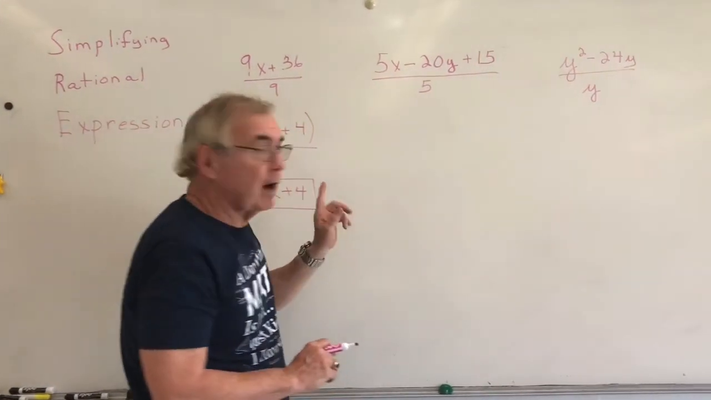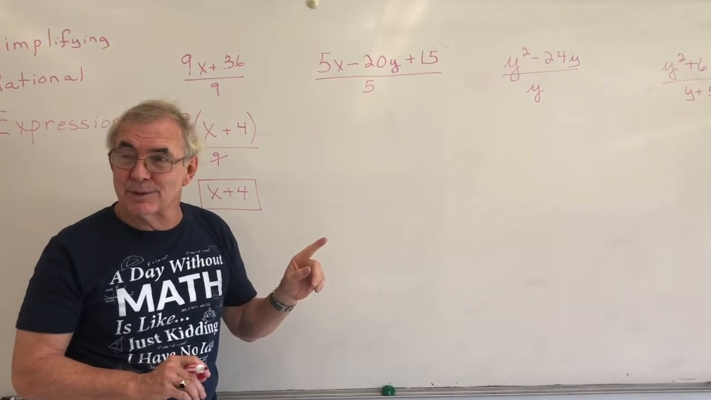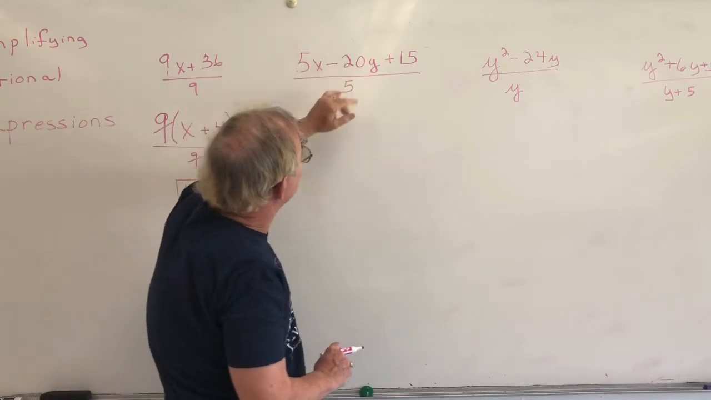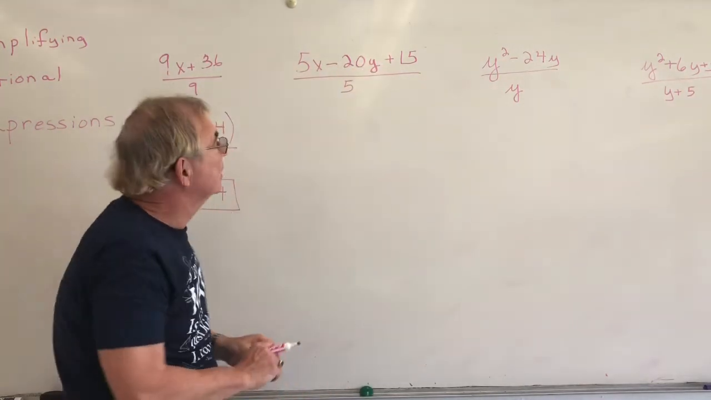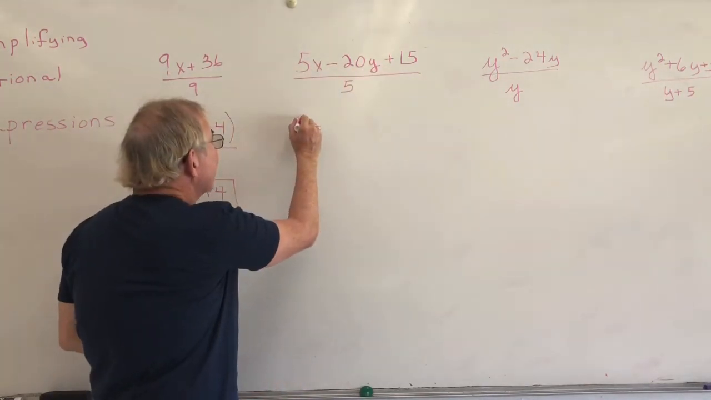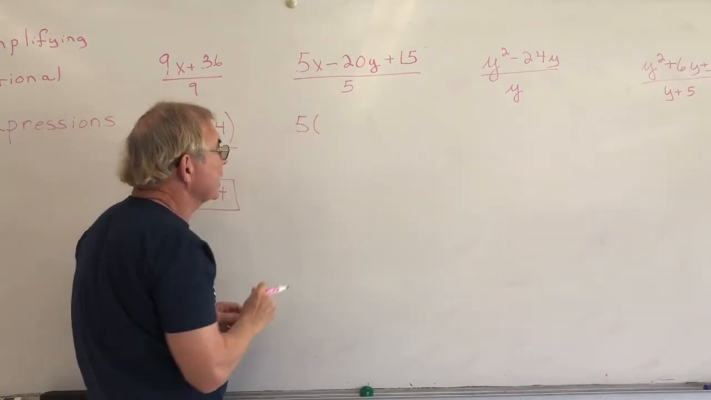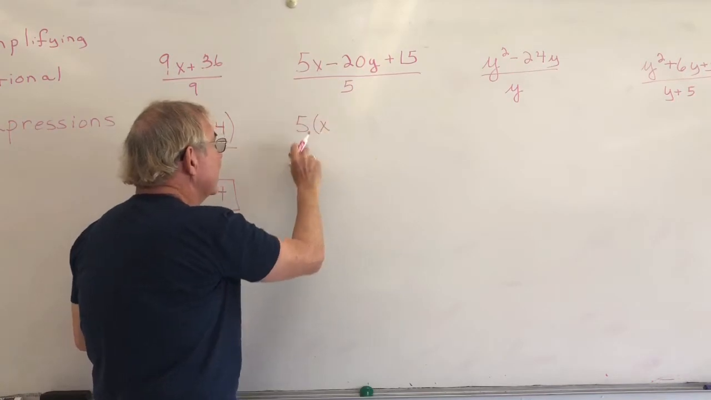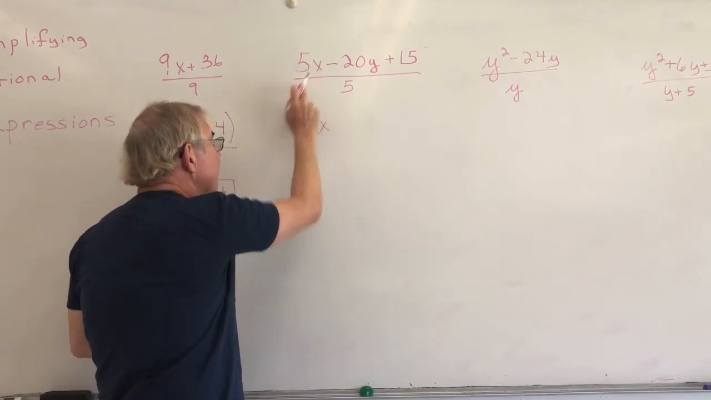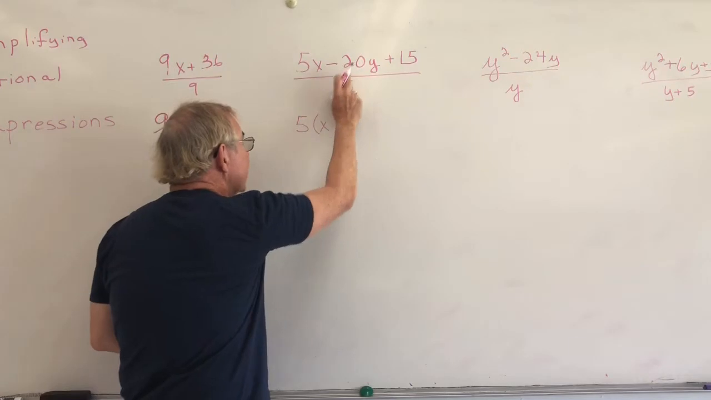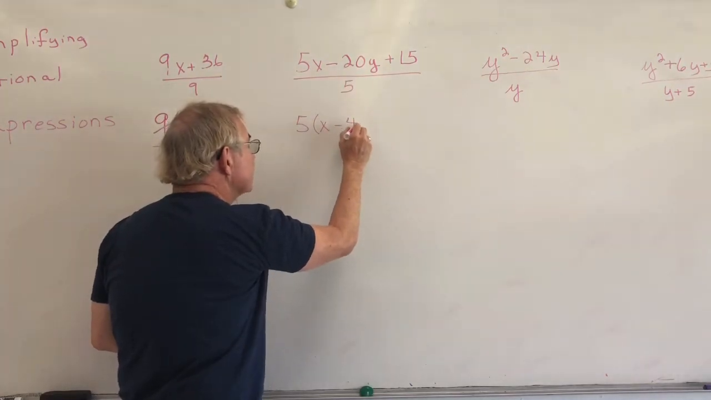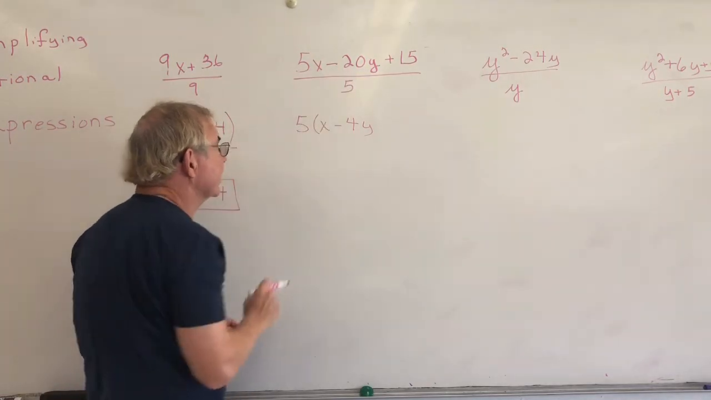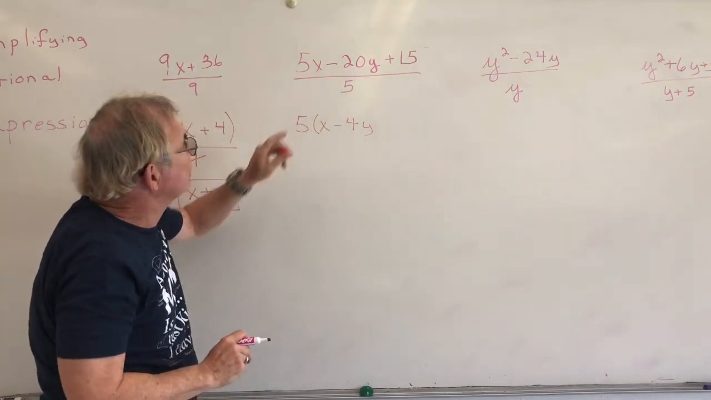We notice that 5 will divide into all these terms: 5 will go into 5, into 20, and into 15. So we will factor out that 5. It's called the greatest common factor. 5 goes into 5x, x times. 5 goes into negative 20y, negative 4y, because 5 times negative 4 is negative 20. And then 5 goes into 15 3 times.